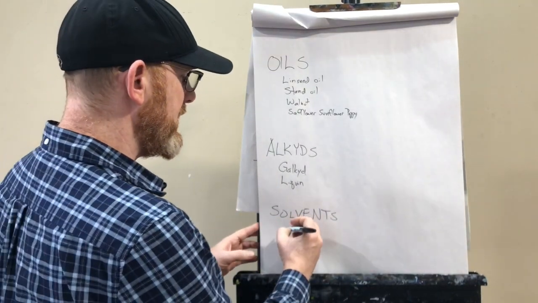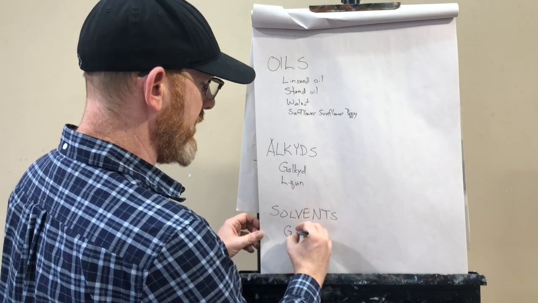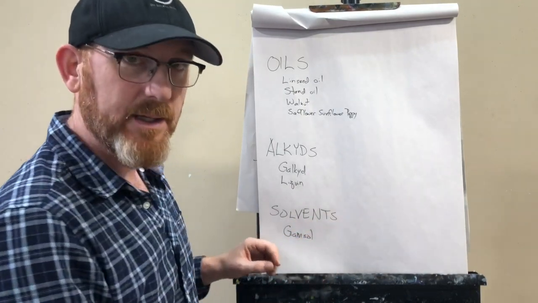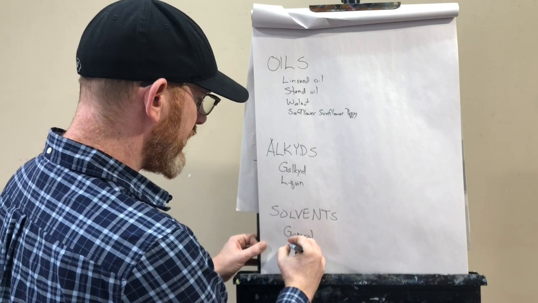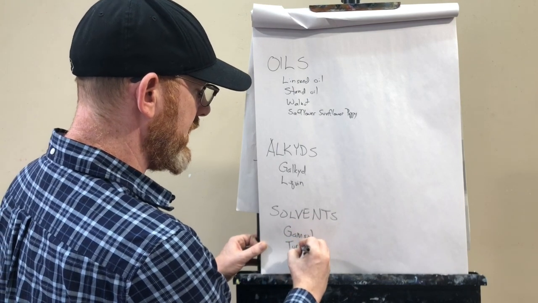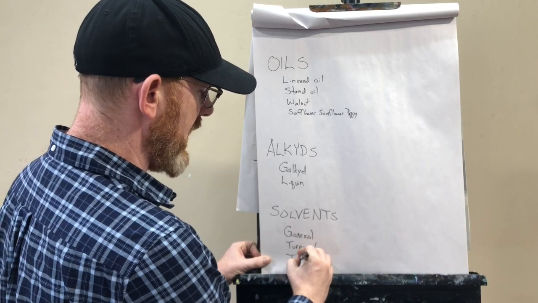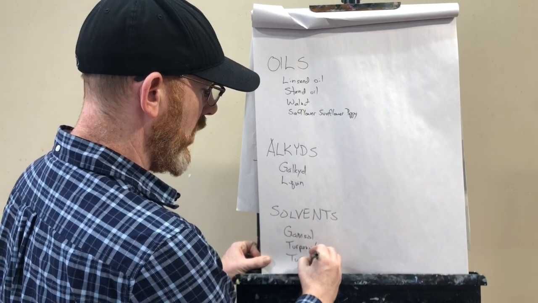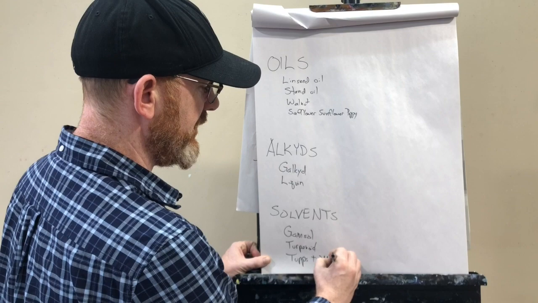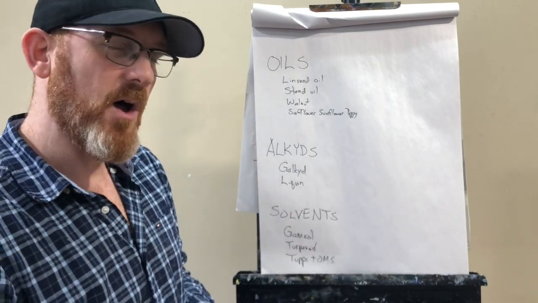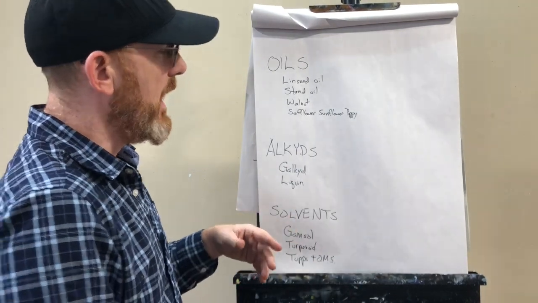Finally, we have solvent down here. Again, Gamsol is Gamblin's solvent. We have things like Turpenoid from Weber Company, or just plain old turpentine, or odorless mineral spirits. All of those come under the solvent heading.